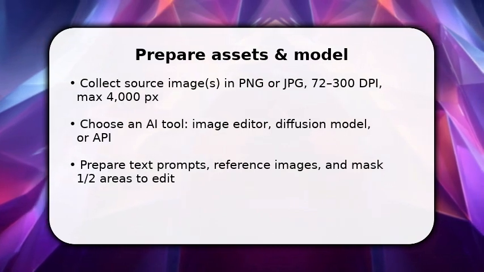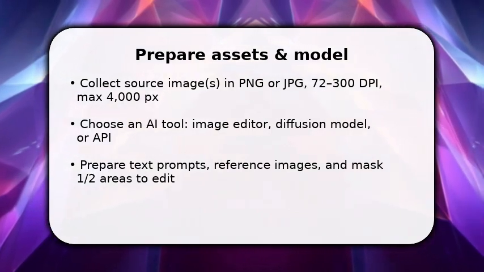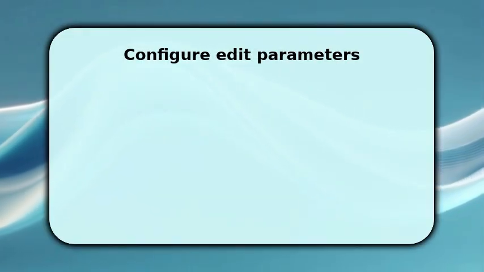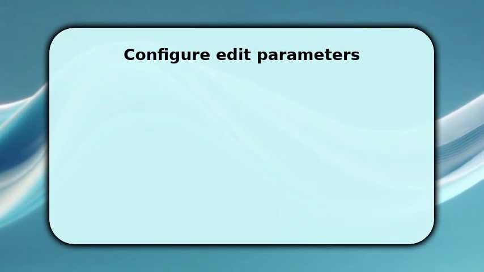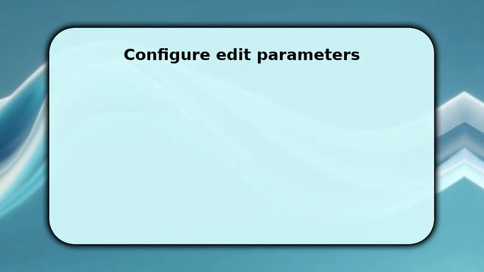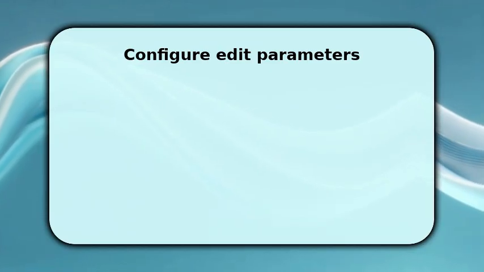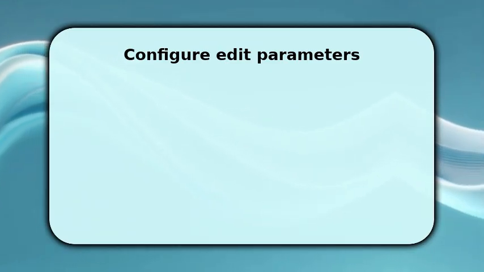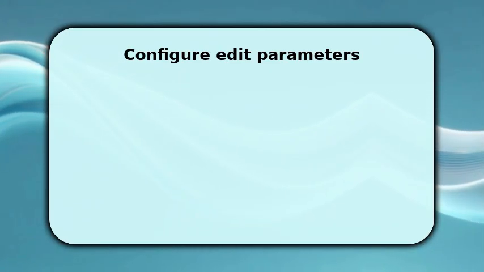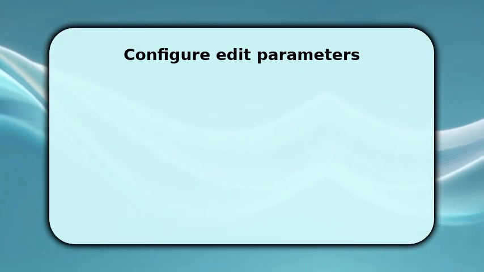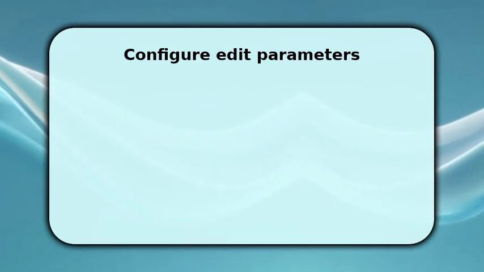Now you focus on precise control. Set the edit strength so the AI preserves what you want and changes what you don't. Increase steps and guidance scale to improve fidelity, but be mindful of runtime. If you have a reference, mix it with your source using a blend or style ratio. That explains to the model how much of the reference to adopt. Once configured, run a few small batches, compare outputs, and iterate, tweak prompt wording and mask edges.